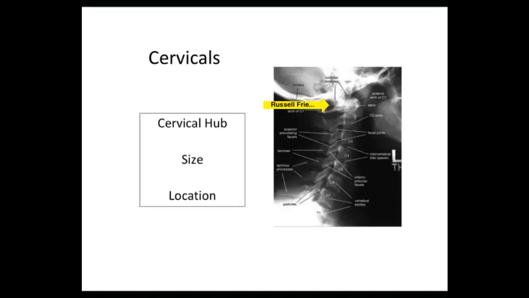What's that Australian snowboarder that broke his neck today? Where'd he break it? C5, right? Yes, it was C5. Yeah, C5, right?